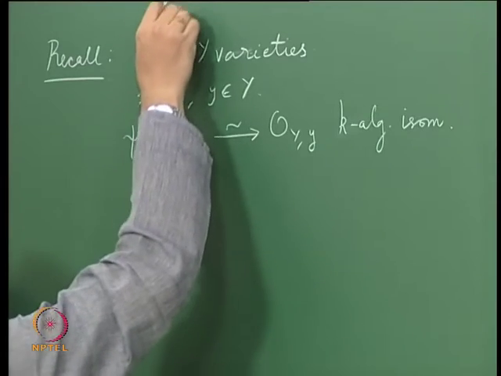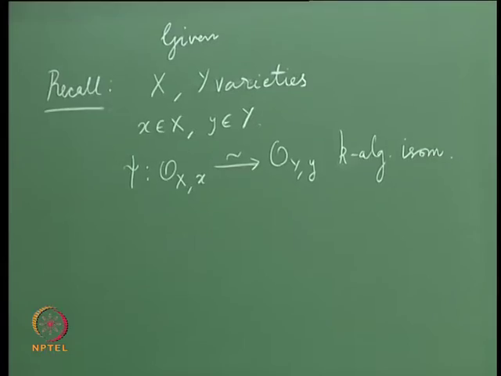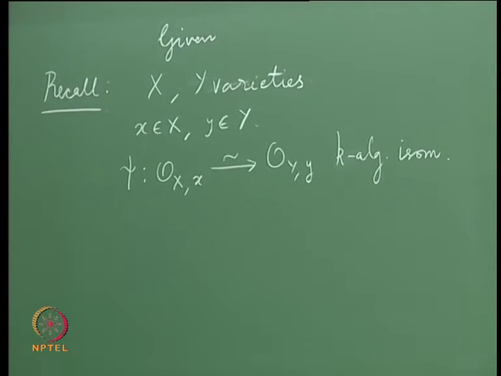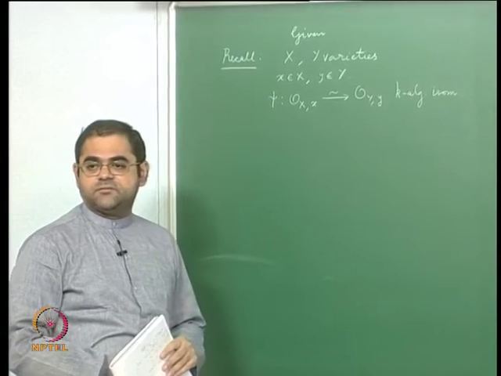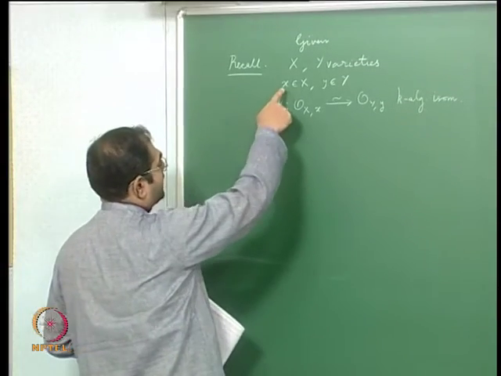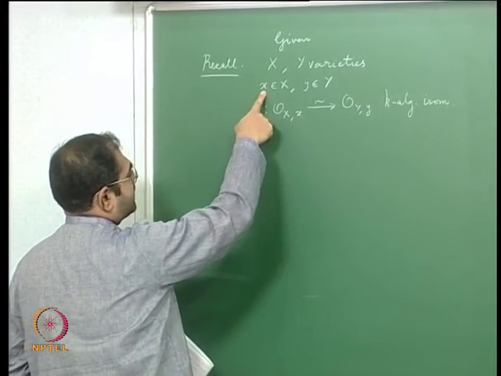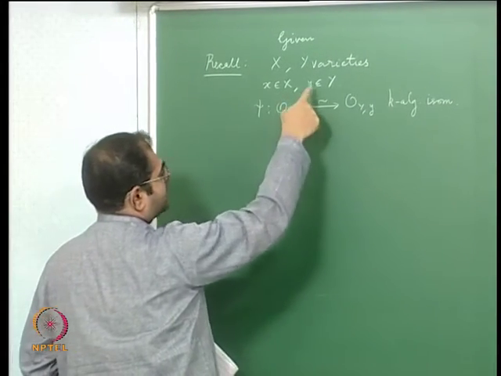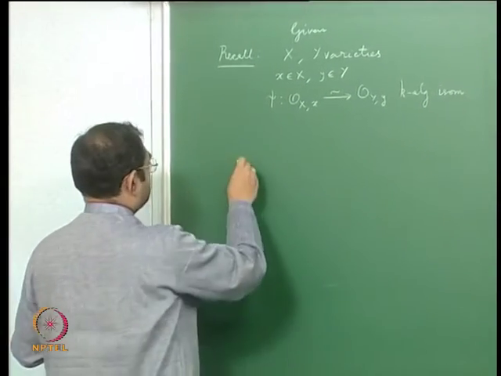So this was given to us, and of course, because any variety is covered by finitely many open sets, each of which is isomorphic to an affine variety, what we did was we took an open set containing small x which is an affine variety and an open set containing small y which is also an affine variety, and therefore we had the diagram like this.